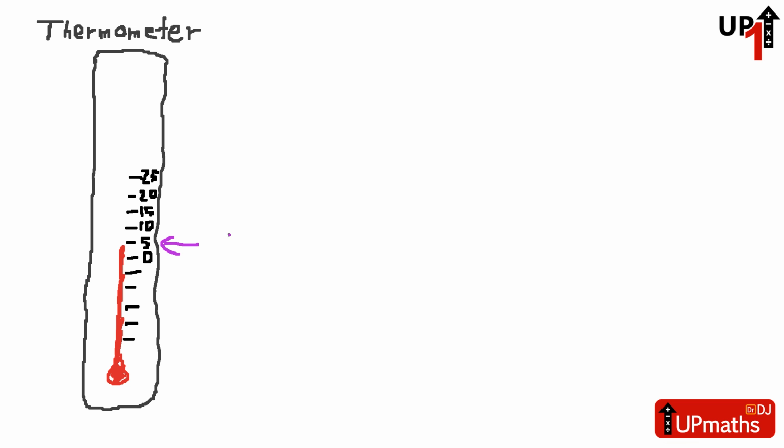The temperature there is 5. Wait, isn't it minus 5? No, because that little dash is just a marker so you can see things. Anyway, what if the temperature is actually here? So it gets colder. Well, then that would be minus 5, and that would be minus 10.